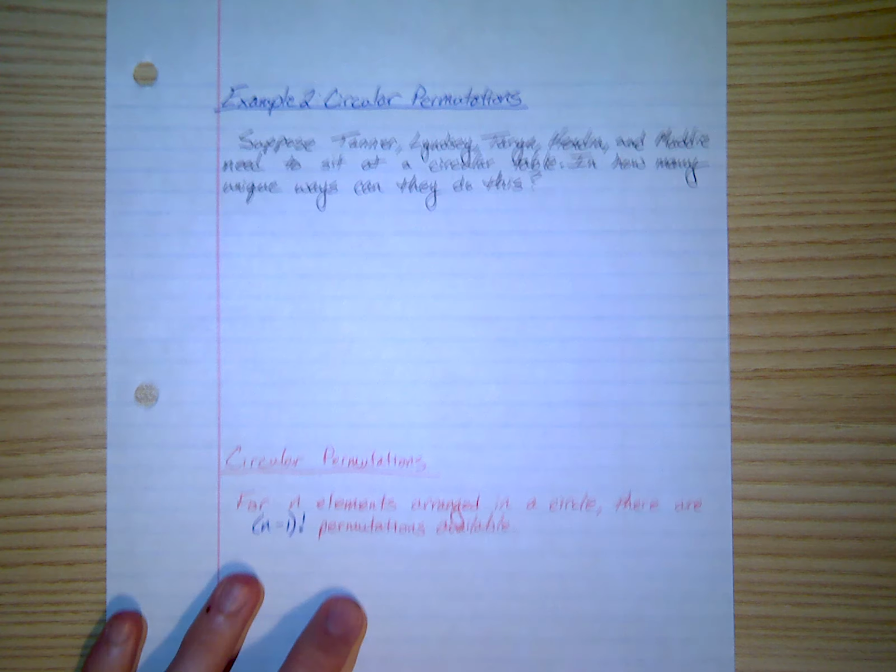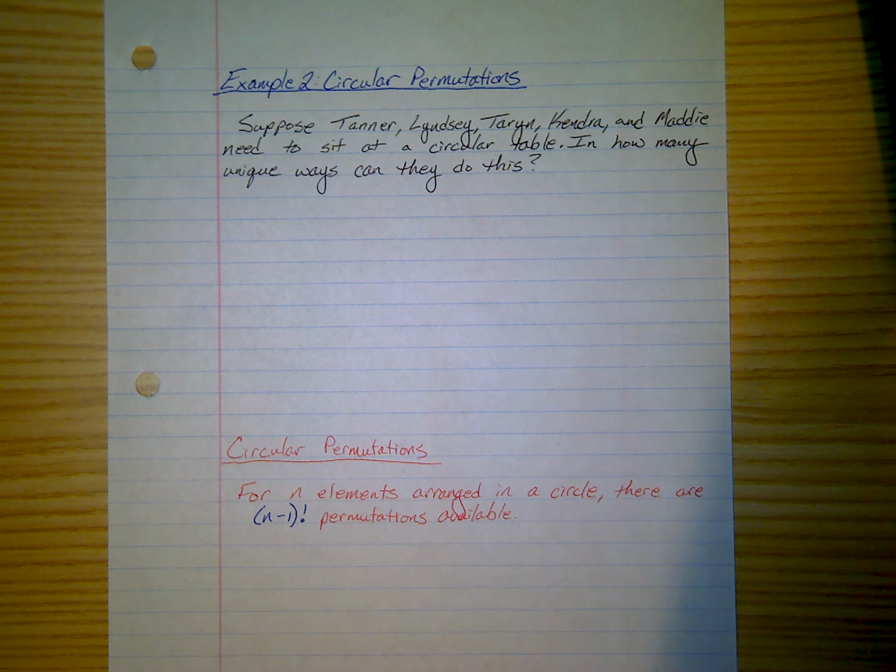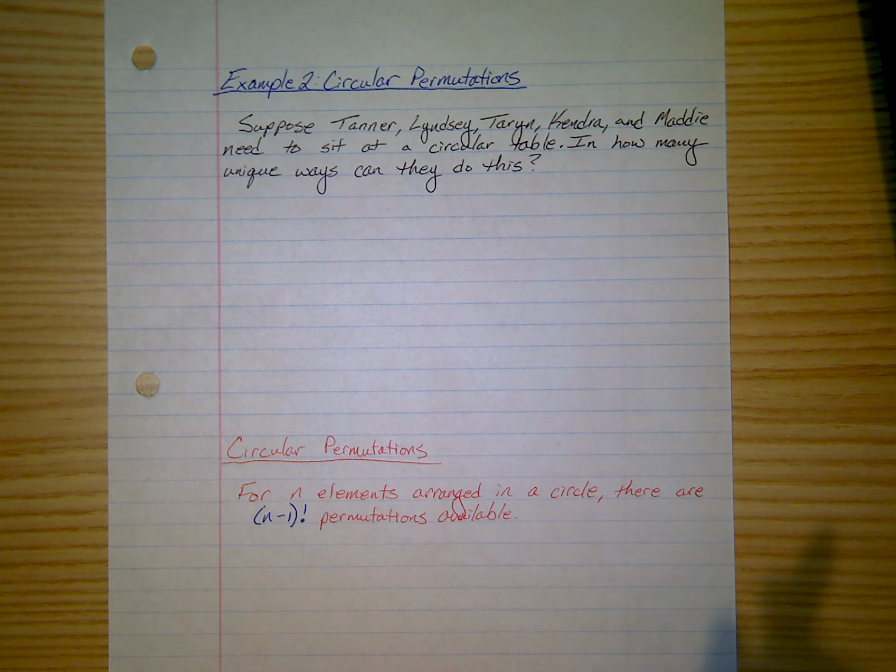Now this section was also called circular permutations. And you're going to see why in just a second. So a circular permutation, I've given us an example here. Suppose Tanner, Lindsay, Taryn, Kendra, and Maddie need to sit at a circular table. In how many unique ways can they do this?